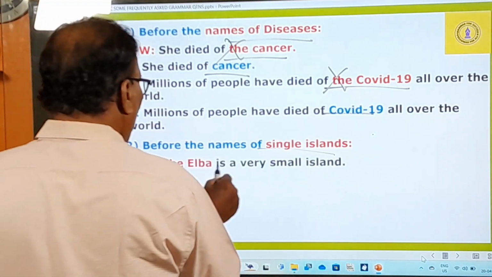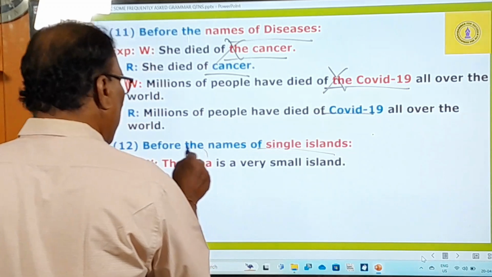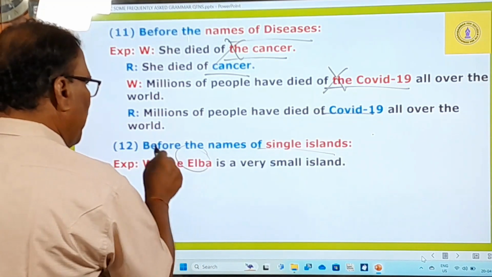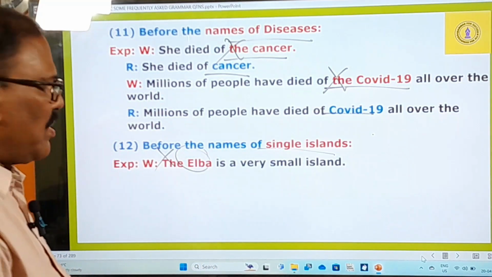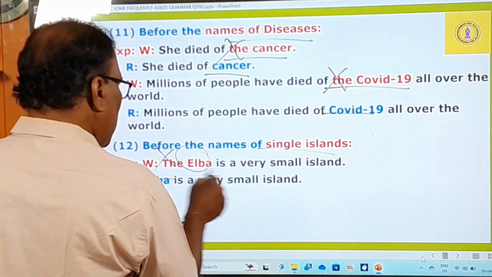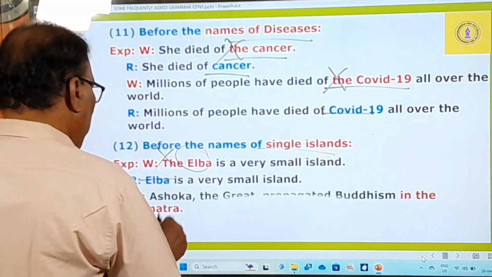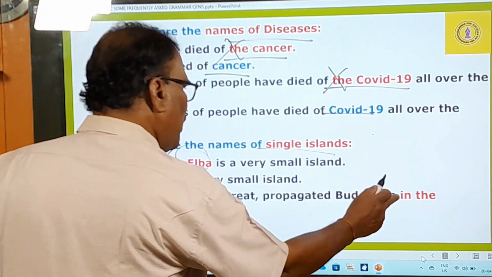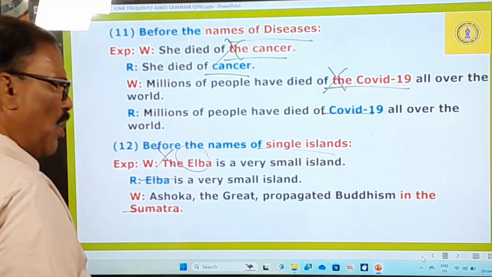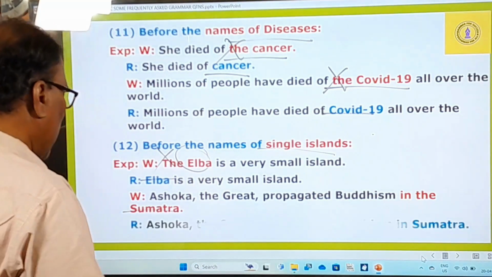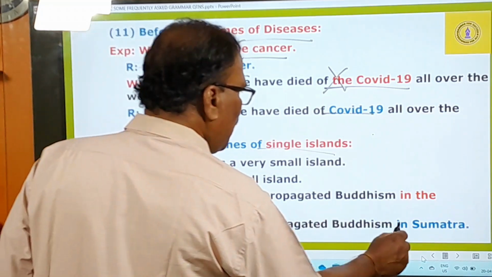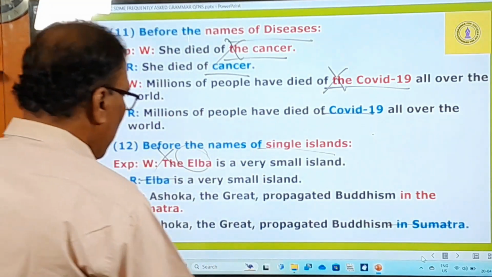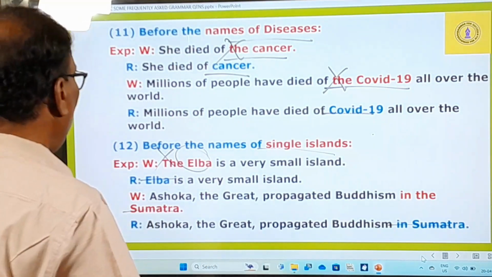Right. "The Elba is a very small island." Elba is a small single island, and before its name we should not use any article. So, "Elba is a very small island." And, "Ashoka the Great propagated Buddhism in the Sumatra." Sumatra is a small island, and we should not use the. "Ashoka the Great propagated Buddhism in Sumatra." That's enough, right? And now let's move on to learn the next rule.